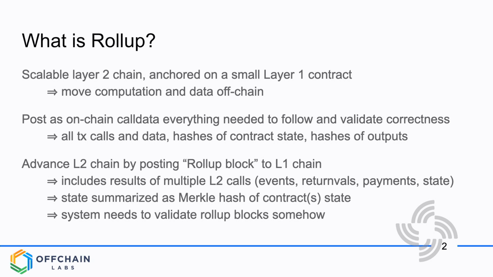And the third thing that makes Rollup is that you advance the L2 chain by posting a Rollup block to the L1 chain. That includes the results of multiple L2 calls that you post all rolled up into a single transaction to make it cheaper. The system, of course, needs to validate those Rollup blocks somehow, and that's where a lot of the secret sauce is. Okay, so let me talk about Arbitrum Rollup.